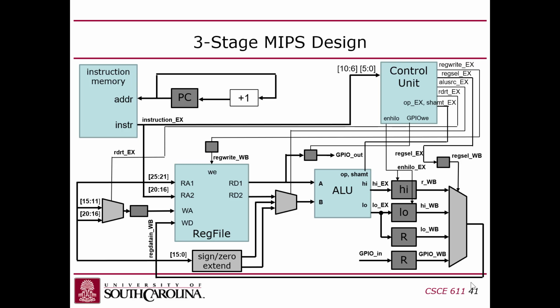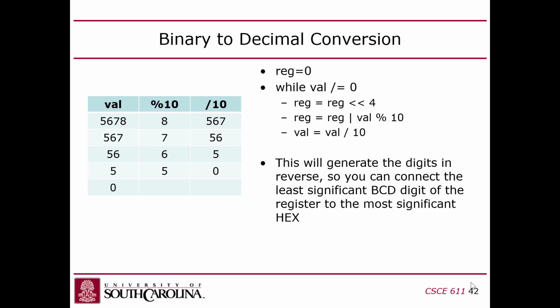That's all you got to do to make that happen. The other one, though, reading the GPIO in is a little bit more complicated because you have to incorporate that into this data path, this MUX, along with the high, low, and R registers here. Okay, so I'll leave that. I'm going to revisit this next week, but I wanted to show you this so it's enough information for you to get started on the lab.